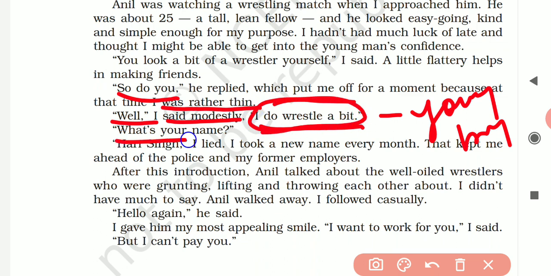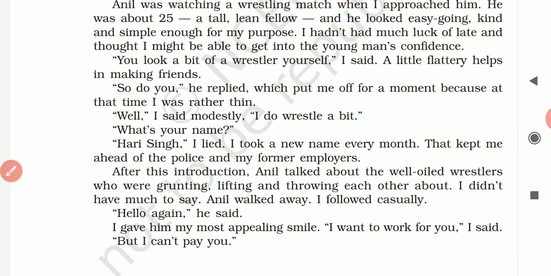What's your name? Now, who is telling this particular sentence? This has been told by Anil, right? Now Anil says, what's your name? Then the boy is going to reply here, Hari Singh. What's the name of the boy? Hari Singh. Is it his real name? Let's know here. The next moment he says, I lied. The boy says, Hari Singh, I lied.